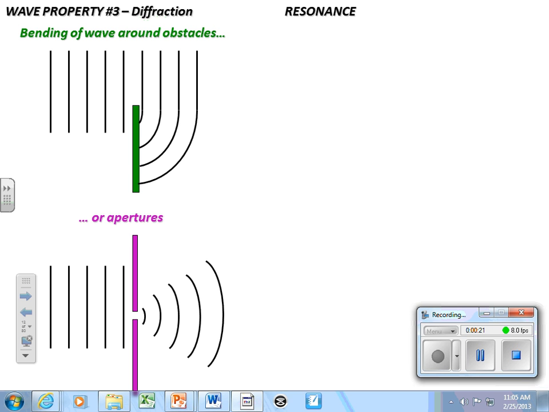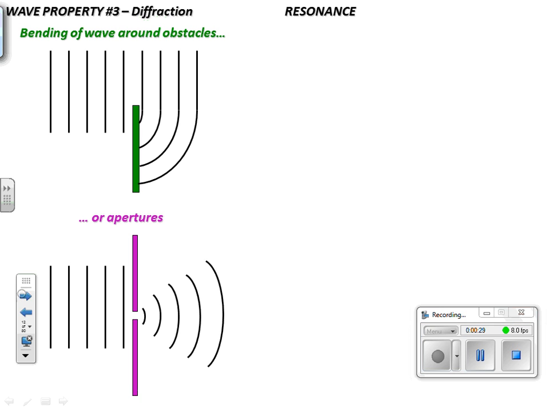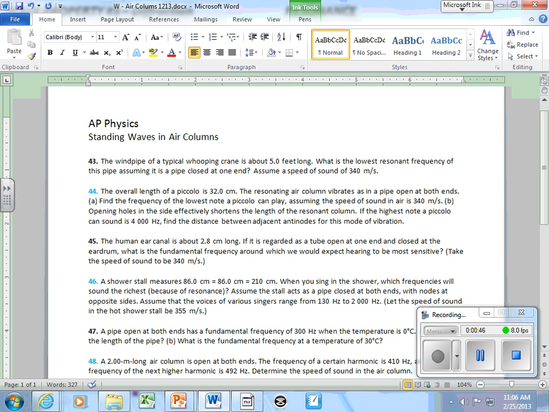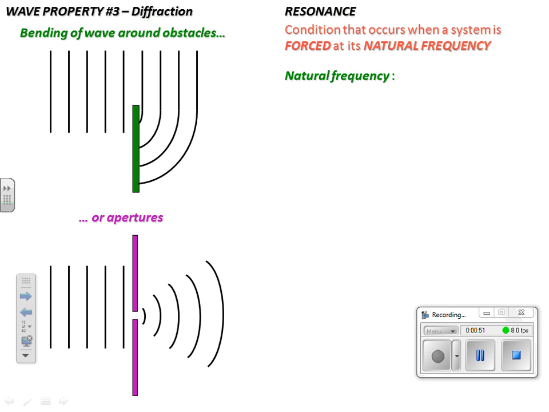Okay. Now, resonance, by definition, is what happens when you force a system at its natural frequency. Now, what does that mean? Well, forced really means pushed. Forced means pushed or made to oscillate.